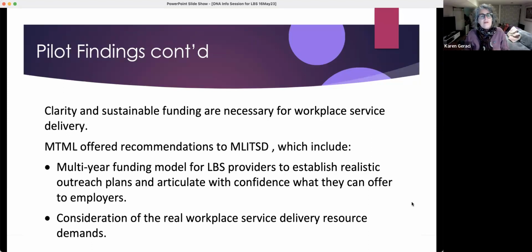So a multi-year funding model would allow LBS providers to establish some realistic outreach plans and articulate what they can offer. And the other thing that was in the report from MTML to the ministry was consideration of what the real resource demands are of offering workplace service delivery. It tends to be time intensive to plan training. It's time intensive to do ONAs, or can be. But it's certainly also time intensive to plan appropriate training and deliver it. And it's not the same as delivering training in a standalone organization like an LBS program.